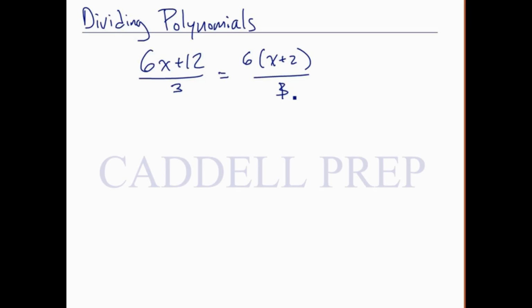Now we can reduce. This becomes a 1, this becomes a 2, because 3 goes into 3 once and 3 goes into 6 twice. So we have 2 times x plus 2.